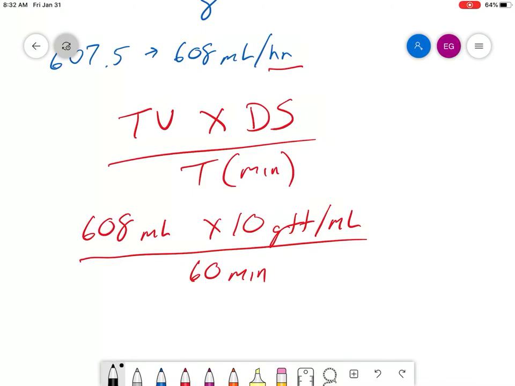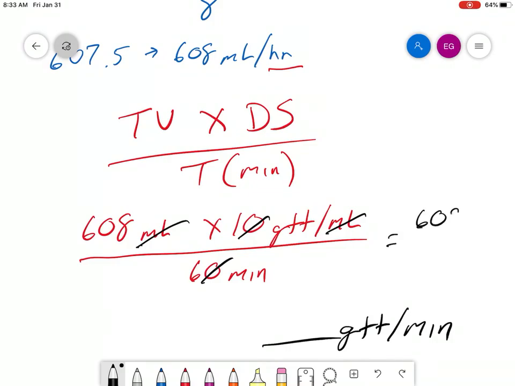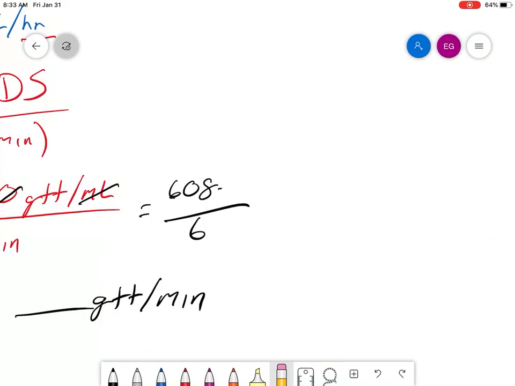Remember that we can cancel out like things in this equation. We can also reduce down, getting rid of a few things. Our answer is expressed in drops per minute. And how do we get that answer? Simply 608 times 1 divided by 6. Well, we know that anything times 1 is itself, so we can just get rid of that. So now the math problem we have to do is 608 divided by 6.